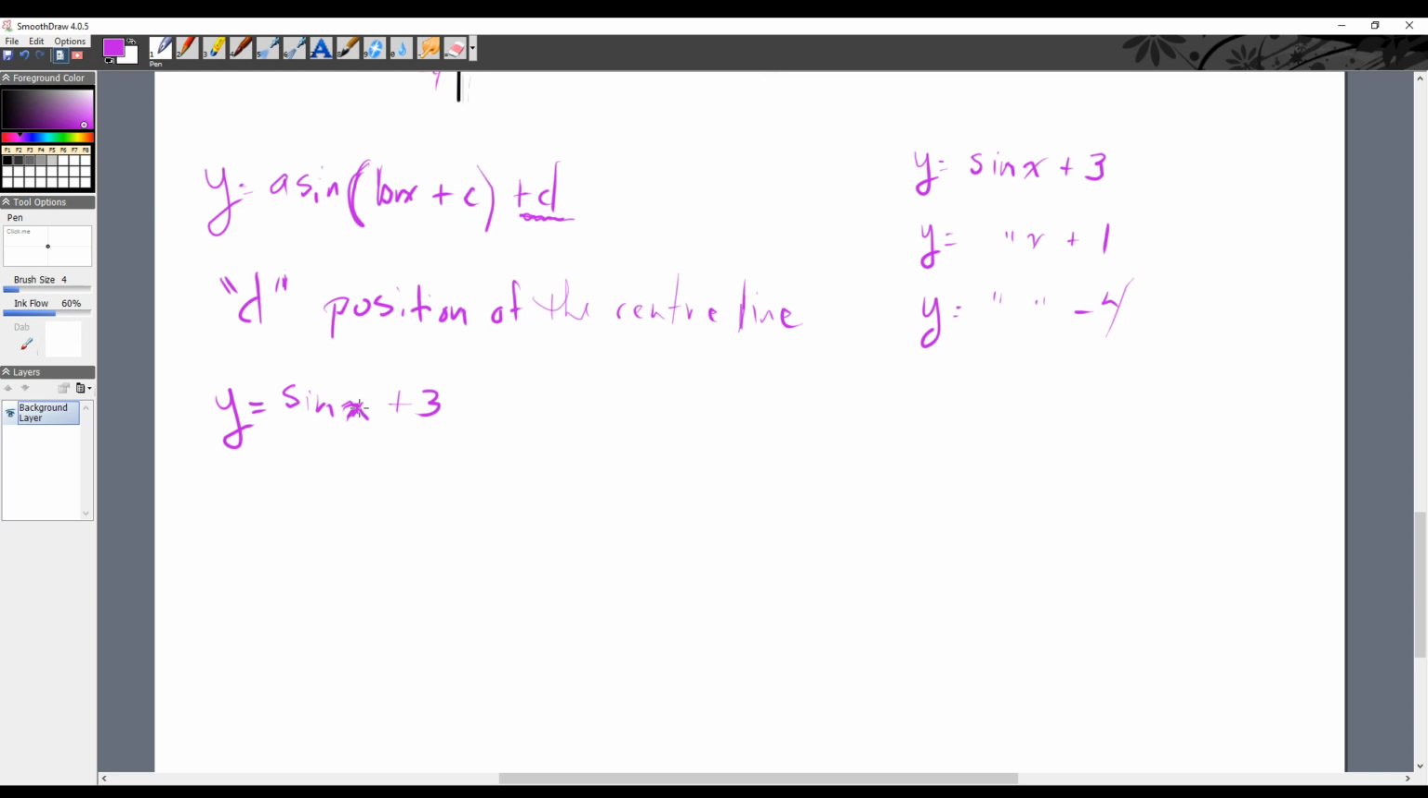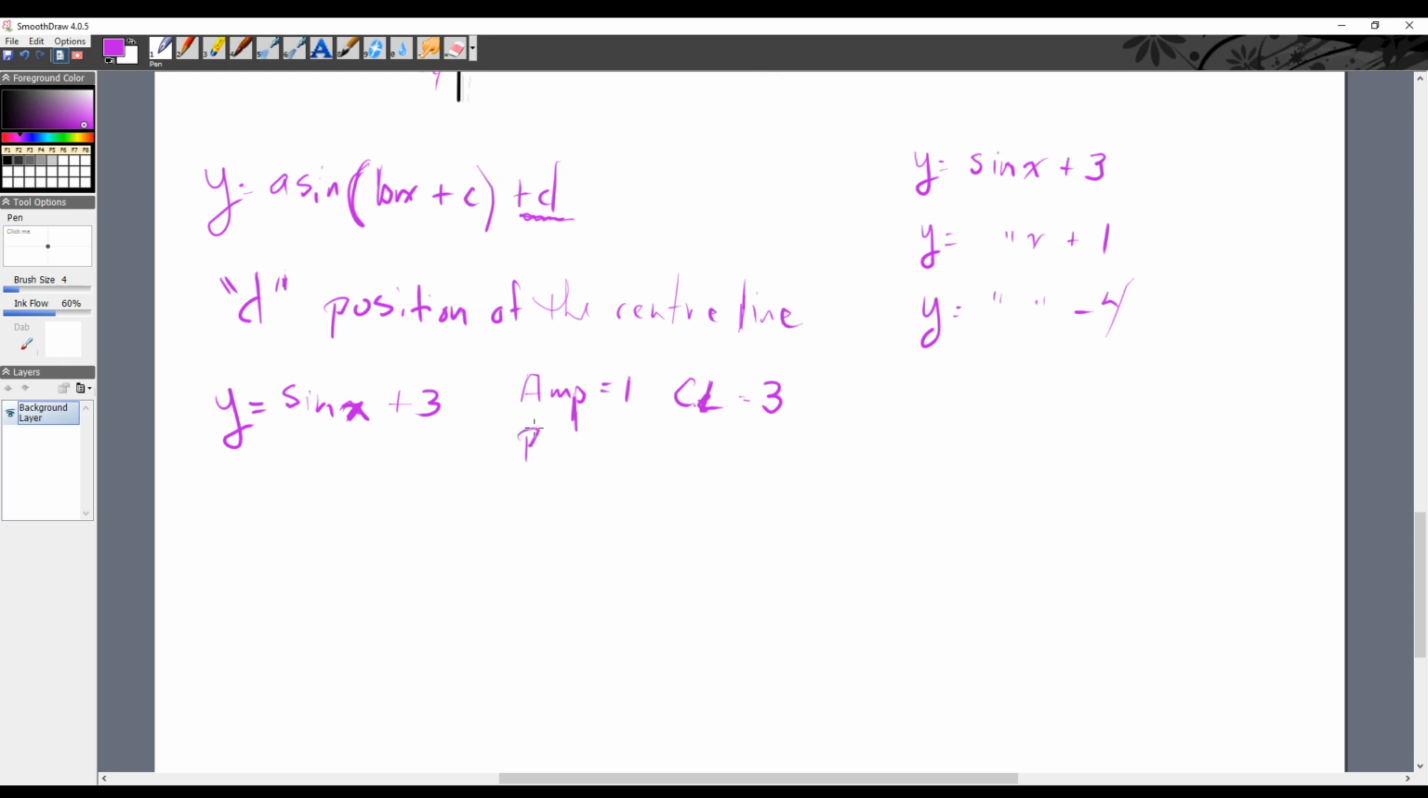When I'm doing graphs properly, I'm always going to identify first what the amplitude is. Remember, the amplitude comes from the a value. Well, there's no a value specified, so the amplitude for this one must actually be 1. And then we're going to say, all right, this thing has a center line. The center line is actually going to be 3.